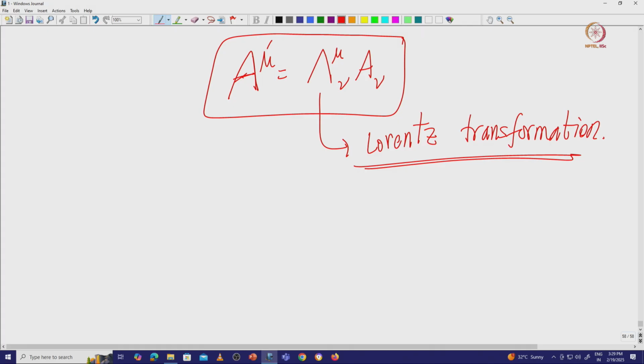So, all the vectors transform in the same fashion under Lorentz transformations. Then what about tensors?